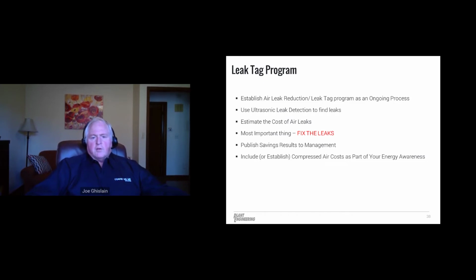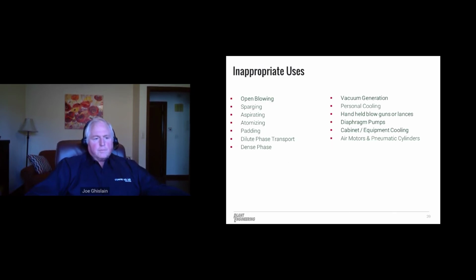So you have to turn it into savings and show what those savings are to management so you can get the resources to do it. When you're doing that calculation, the cost of air leaks is very important. After you've done it, you also want to establish it as part of your ongoing energy awareness, letting people know how much it costs the company, or the site or location. That is really important.